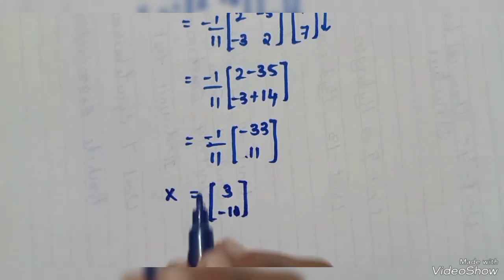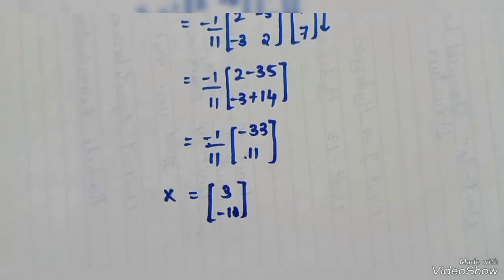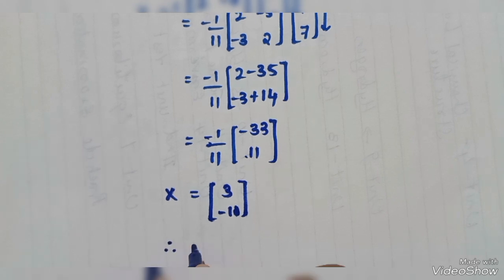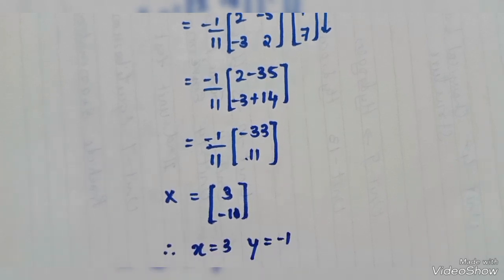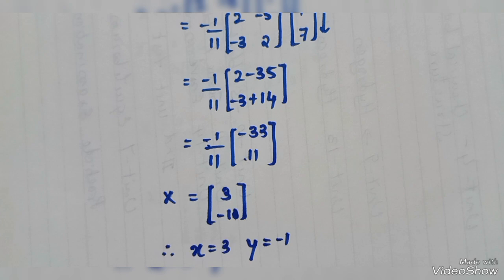Here x contains the values 3 and minus 1. Therefore x equals 3 and y equals minus 1. The system of equations has the values x equals 3 and y equals minus 1. This is the method for solving the system of equations.